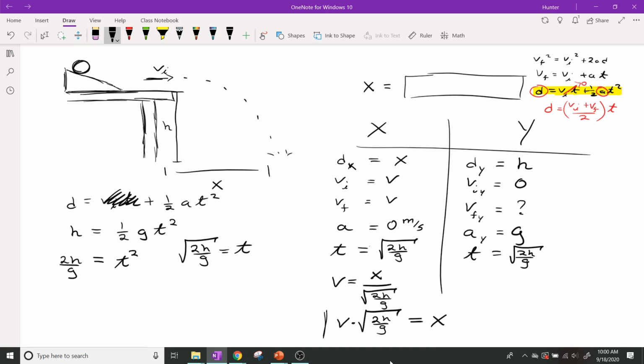So the answer to that question on the quiz was v times the square root of 2h over g is equal to x. So whenever I say x is equal to something, this little expression right here is what I'm looking for. Which doesn't mean that it's all or nothing.